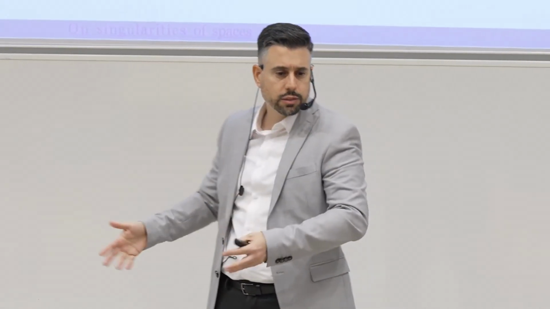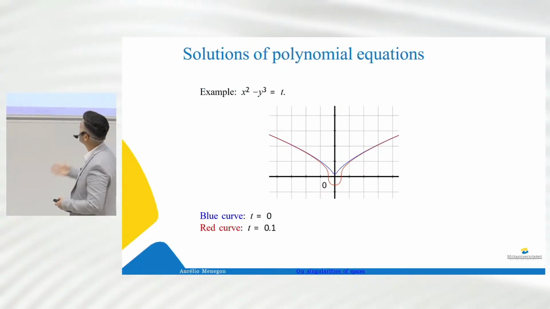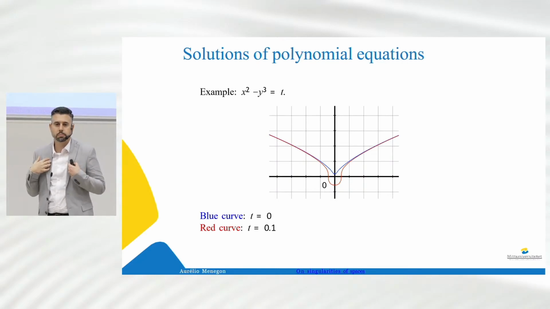So I want to tell you what is a space. What are we considering as a space? Because this can be, well, very vague. We have many options for this. So I'm going to stick with a very particular, simple kind of space. Everything we do can be done for more general, interesting spaces, but let's keep it simple. So I'm going to talk about solutions of polynomial equations. So this is my space.